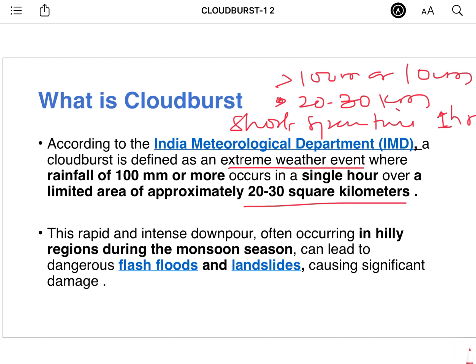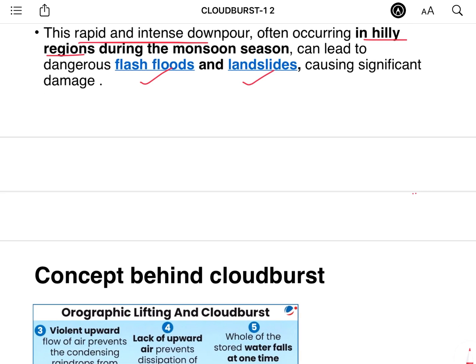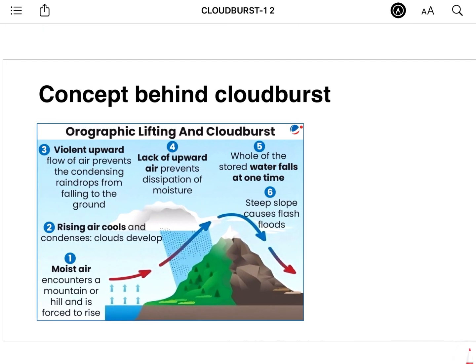So that is the rapid and intense downpour, often occurring in hilly regions during the monsoon season, which can lead to dangerous flash floods and landslides. A cloudburst can happen anywhere, in a mountainous region or in plains, but during the monsoon it is more likely to happen in the mountainous region. You will see why. Before that, first we will learn the concept behind the cloudburst, how they happen in the mountainous region.